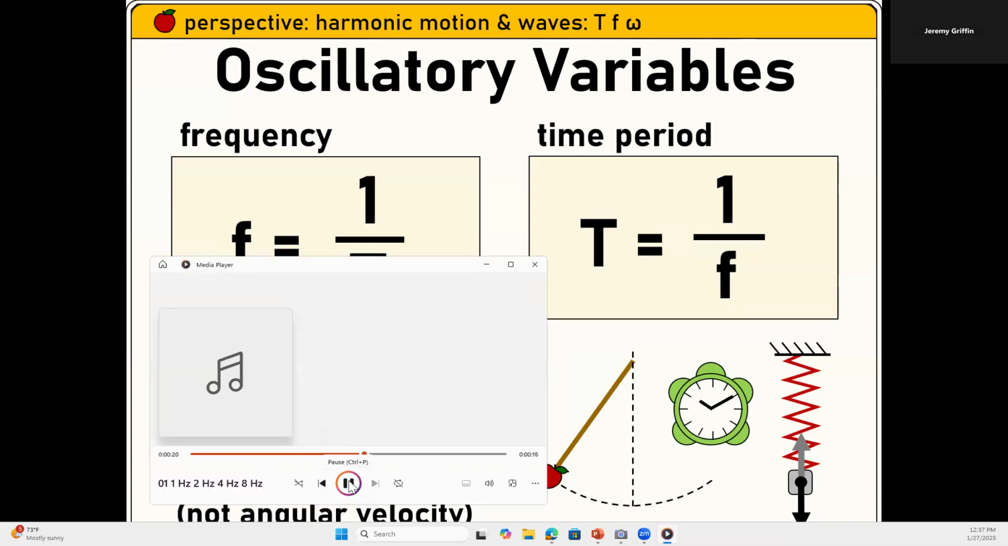Is that about 4 beats per second? So that's a frequency of 4 hertz. And how much time between beats? 1/4 second. All right, let's do one more.